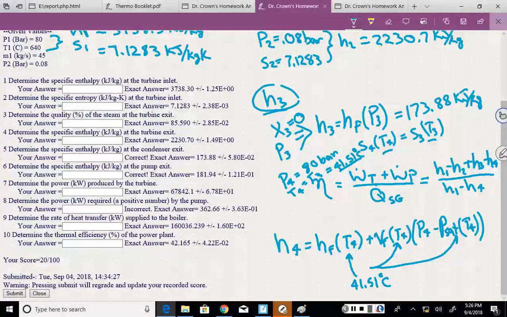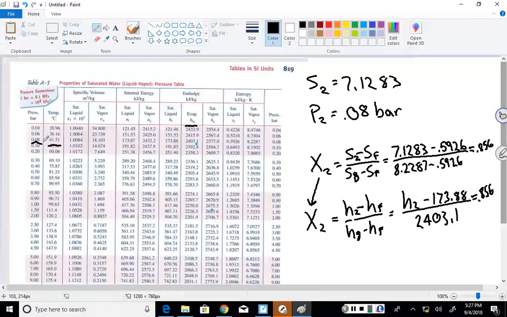Now, rather than going to the tables that have temperature, go ahead and use this table. These are the values at 41.51. So you would use hf, which is 173.88, but we're thinking of it now as at 41.51 degrees, plus vf, which is 1.0084 times 10 to the minus 3, because it's been multiplied by 1,000, times our pressure. Sorry, not that one, 1.0084 at 41.5, this value right here. And then times the pressure, which happens to be 80 bar, minus Psat, which is 0.08.